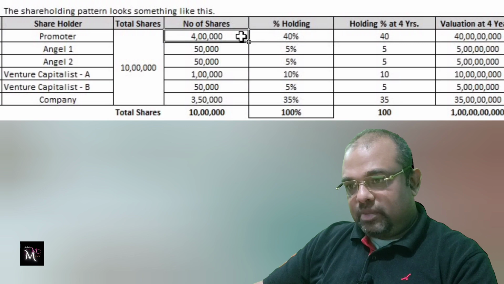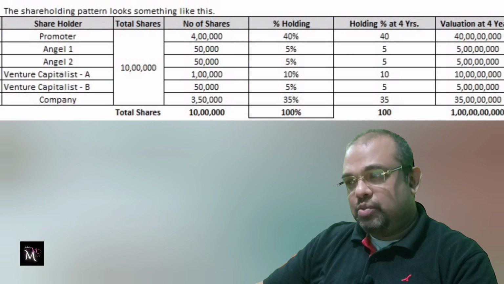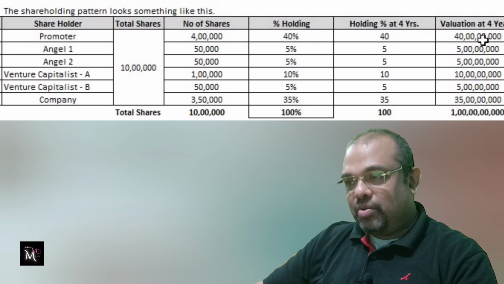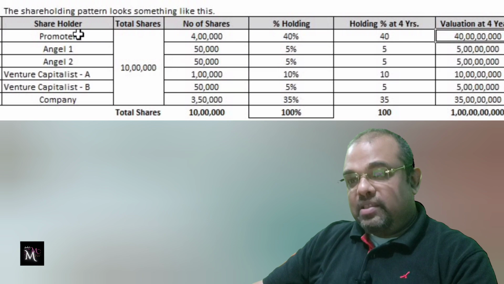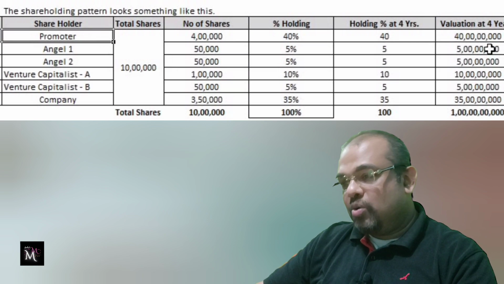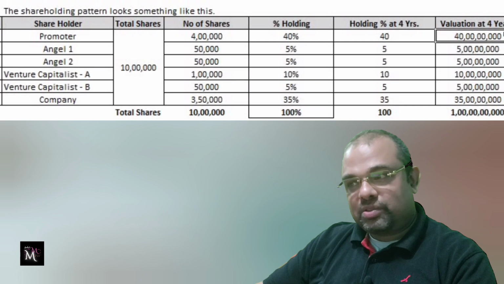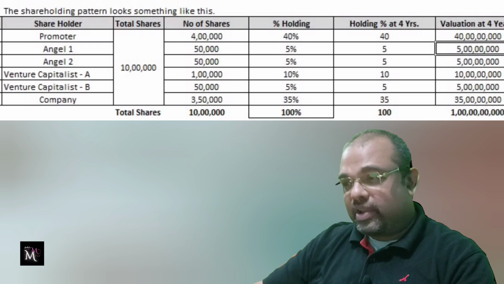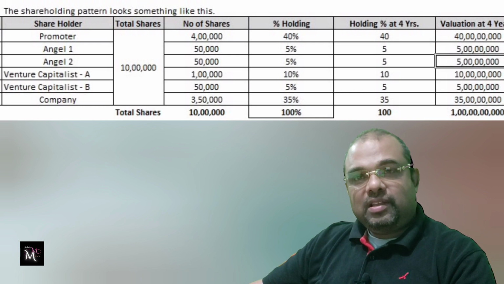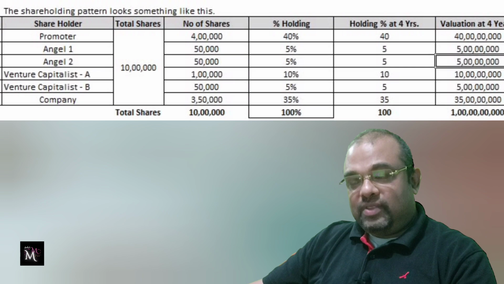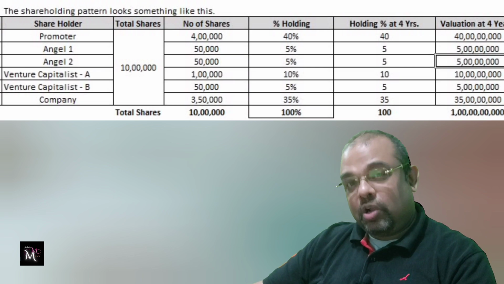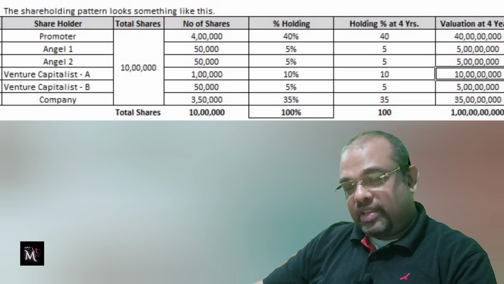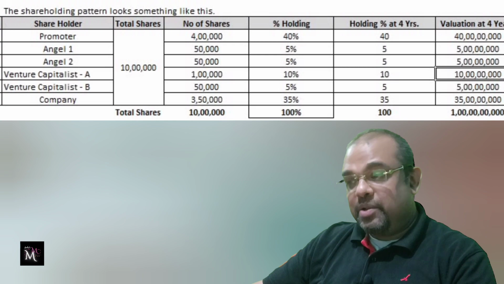40% share still remains with the promoter, which is 4 lakh shares. The company is worth 100 crores now. So 40% of 100 crores is 40 crores. The valuation of the shares that the promoter holds is now worth 40 crores. The shares that the first angel investor holds are now worth 5 crores. The shares that the second angel investor holds are also worth 5 crores. The shares that the first venture capitalist now holds are worth 10 crores.